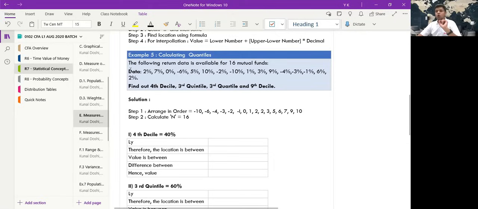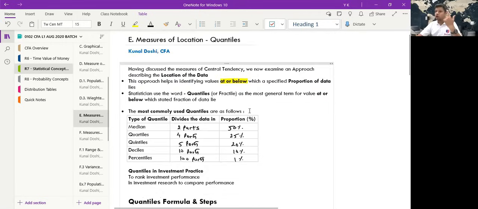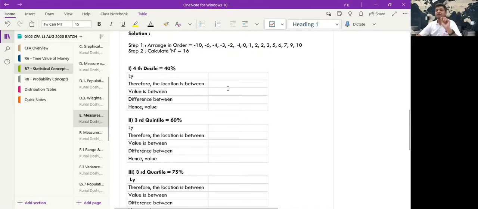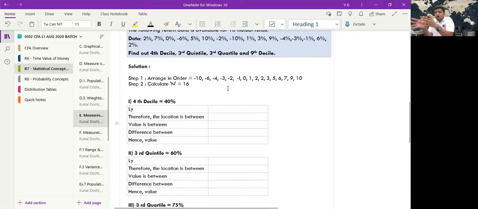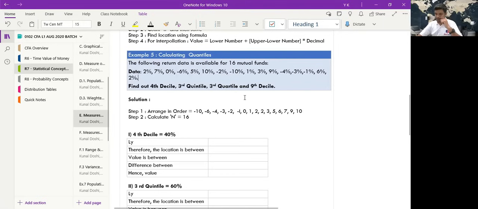So out of these 16 numbers, the one thing that I told you to understand from quartiles is that we are trying to find the value at or below. So we have to look for values which are at or below 40%. How much of these data is below 40%? What number constitutes the data below 40%?